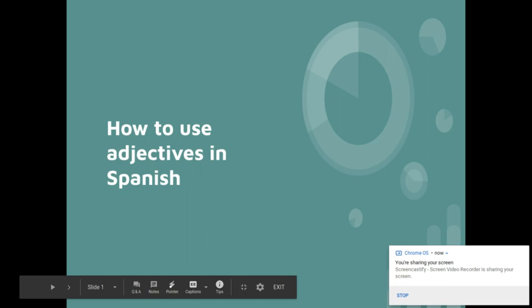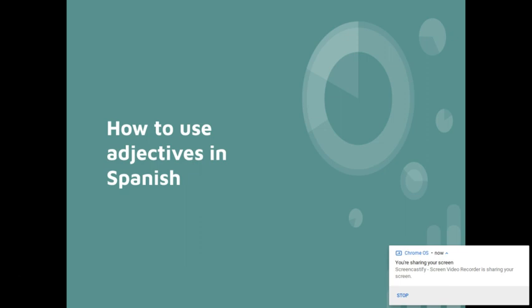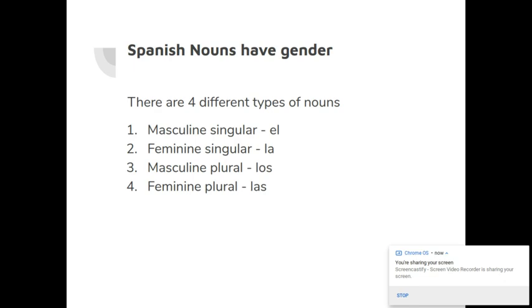Today we are going to learn how to use adjectives in Spanish. The first thing we need to talk about is that Spanish nouns have gender. There are two types of gender, but since we also have singular and plural that affect adjectives, I like to look at nouns as four different types of nouns. We have masculine singular nouns, feminine singular nouns, masculine plural nouns, and feminine plural nouns.